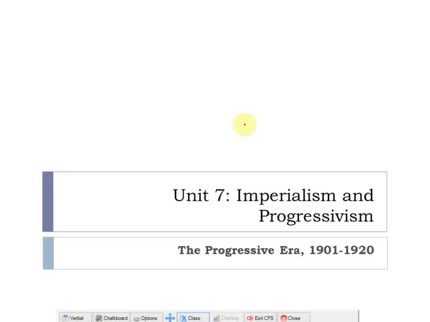I guess you go to another country and you take what they have. Yeah, you take over other countries. And so, who are we going to be talking about with regard to imperialism in this coming unit? European imperialism? No.